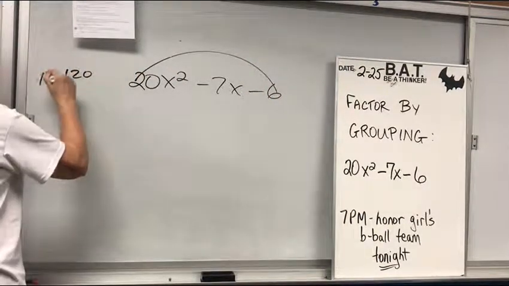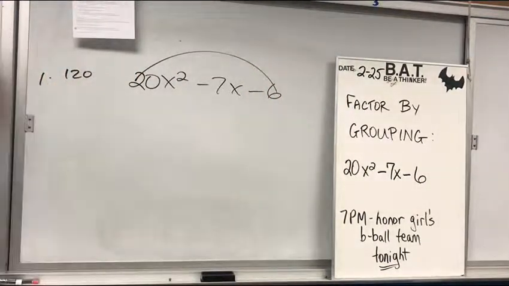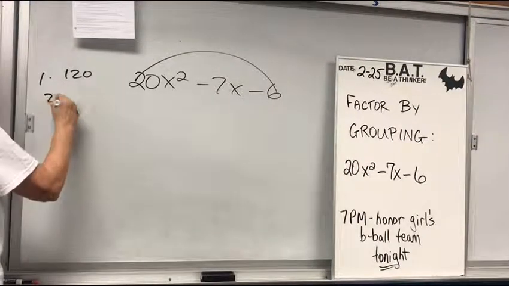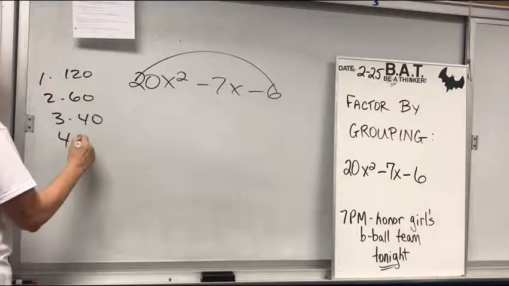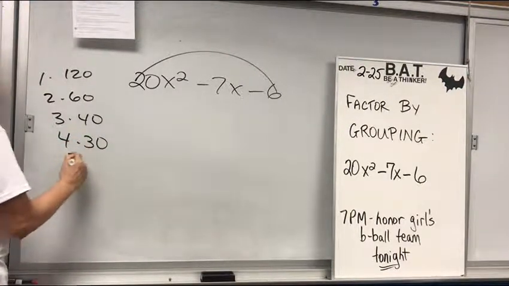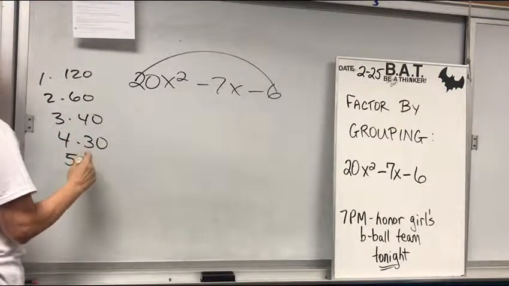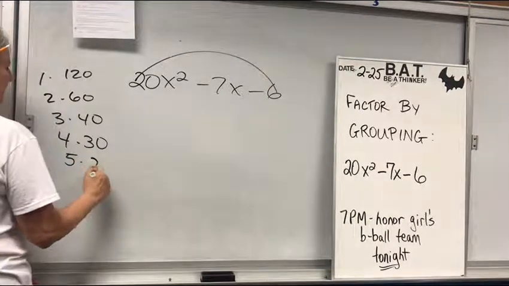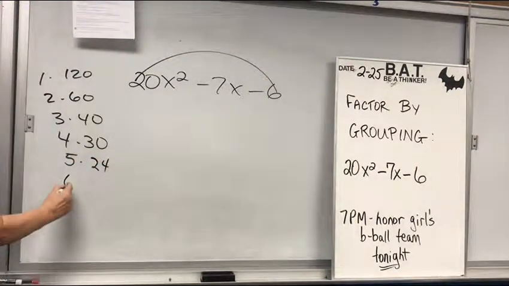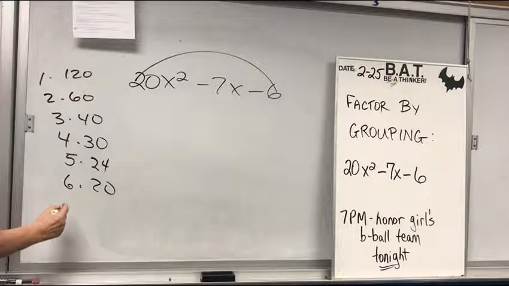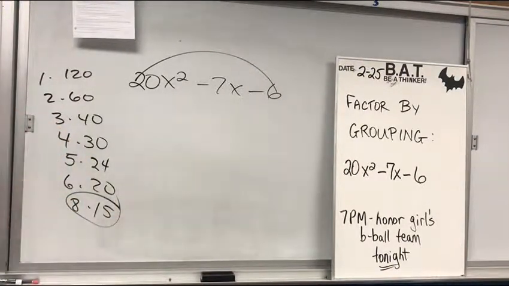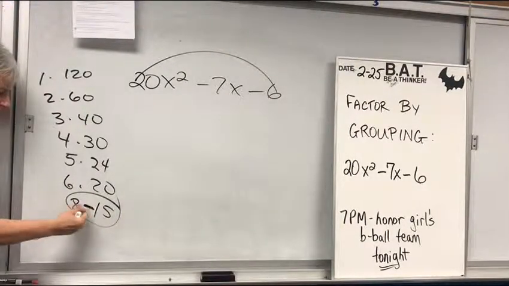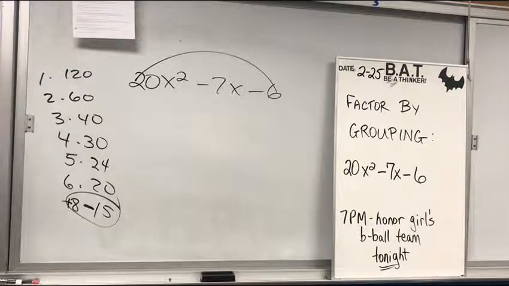That's 120, and boy, there are a lot of factors of 120. Okay, 2 times 60, 3 times 40, 4 times 30, 5 times 24, 6 times 20, 7 doesn't work, 8 times 15. I'm done. There it is. Okay, negative 15 and positive 8.